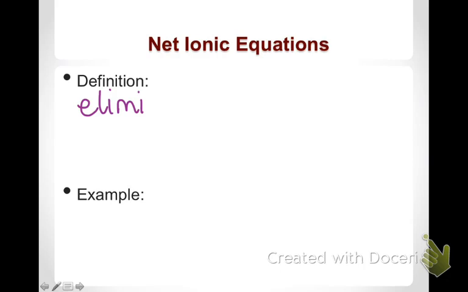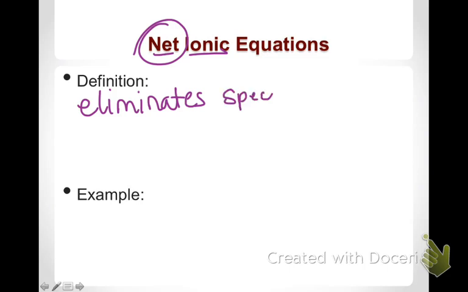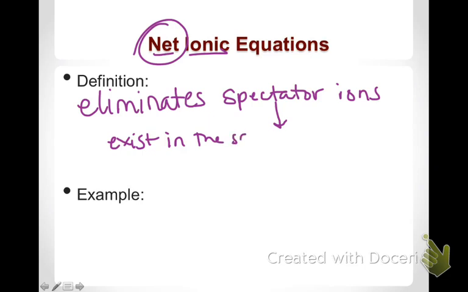So what's going to happen is in a net ionic equation, net meaning overall as opposed to complete, we're not going to show all of the ions. We're going to eliminate any spectator ions. And remember that means ions that exist in the same form on both sides.